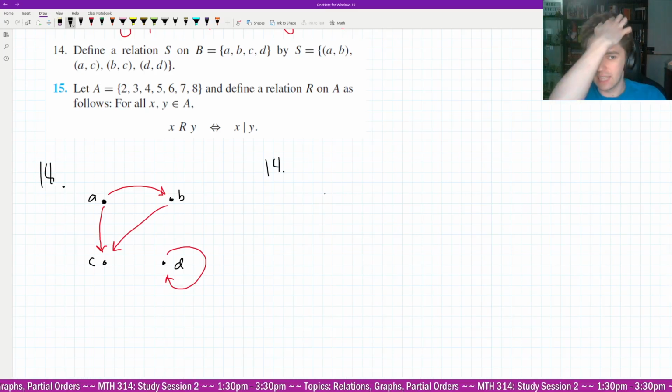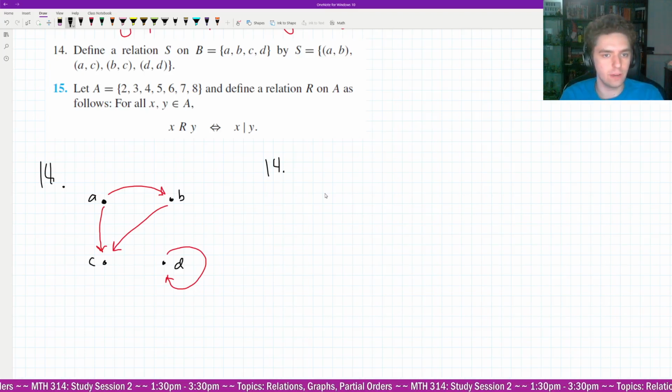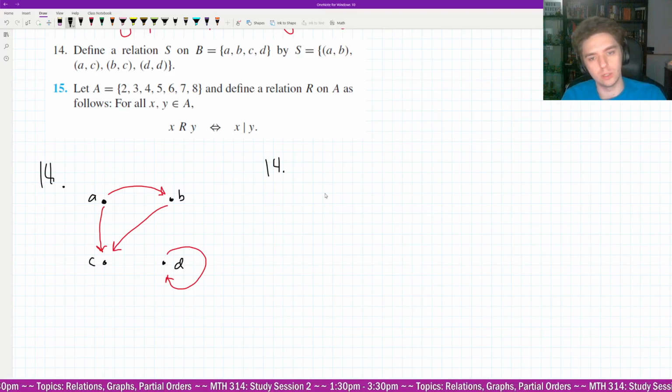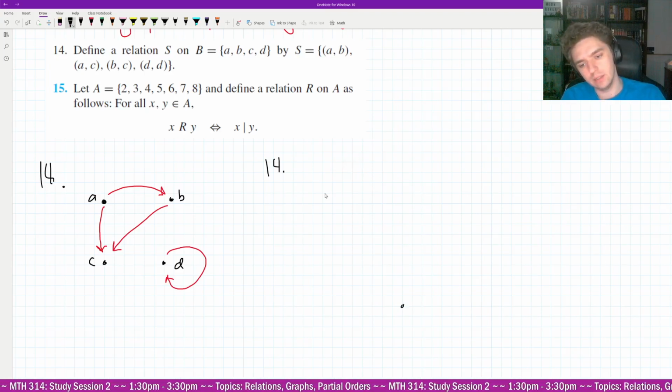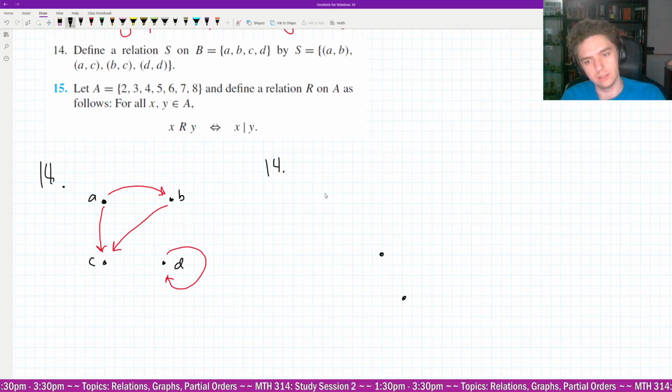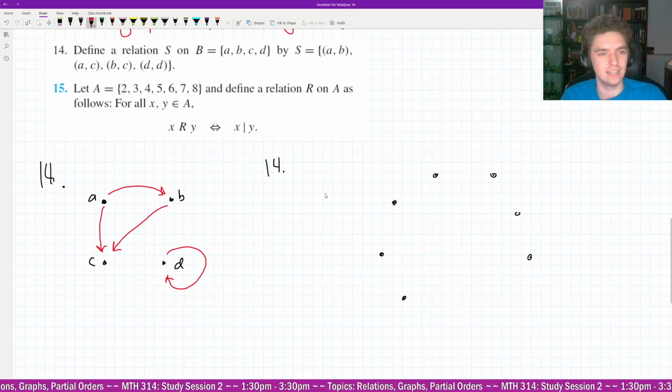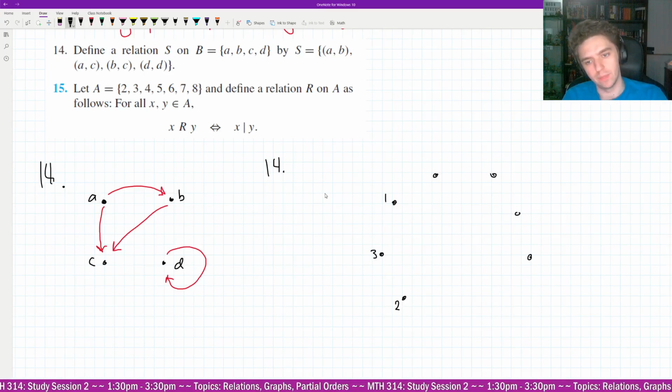The other graph is we have a set A, which is {2, 3, 4, 5, 6, 7, 8}. And we want to define a relation R as x R y means x divides y. Like, 2 divides 4 is true, because 4 can be divided by 2. So let's draw all the elements here, 2, 3, 4, 5, 6, 7, 8. That's how I'll draw it. And now what divides what? Actually, I have to label all the points.